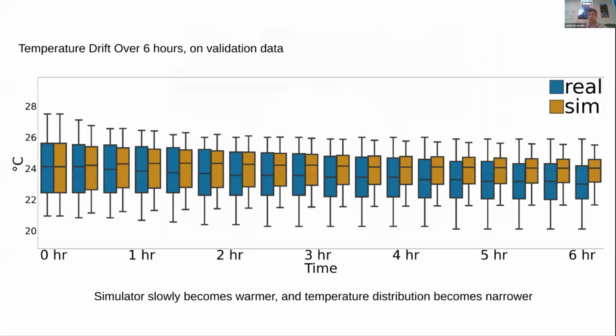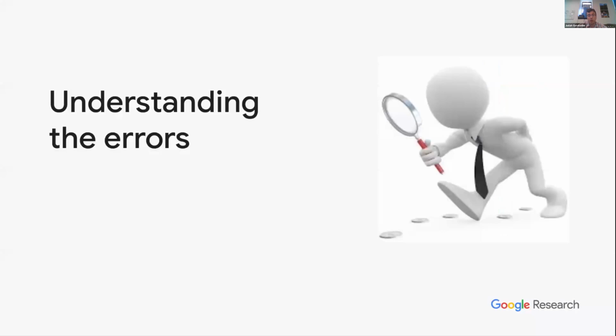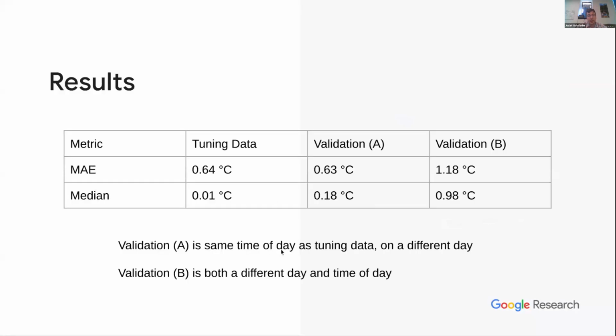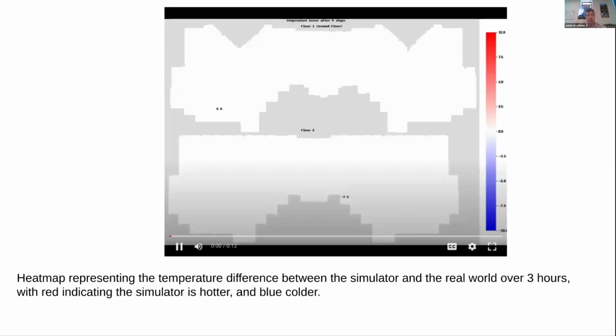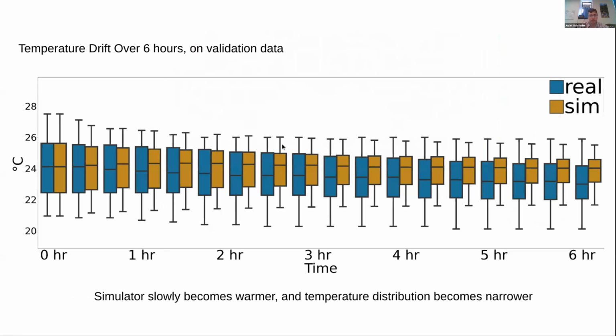And then one other visual I'd like to show is this. This is a visualization of our temperature drift over 6 hours on validation set A, which, as I mentioned before, was the same time of day, different day. So similar data to what we've tuned on, but on a different time period, a different day. And as we can see, the drift over here.